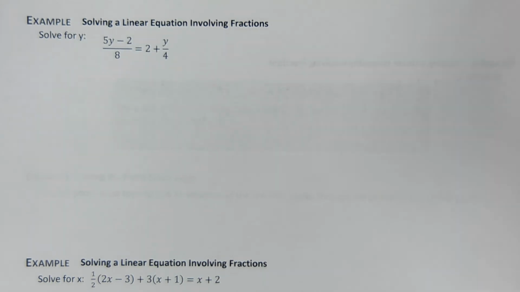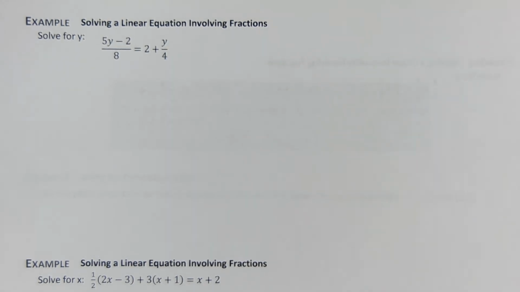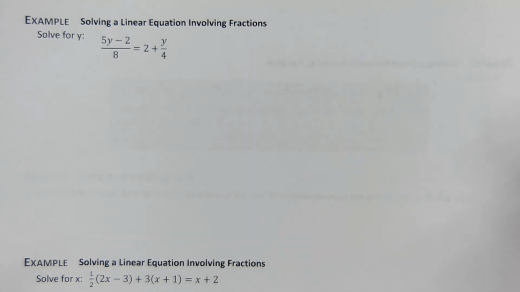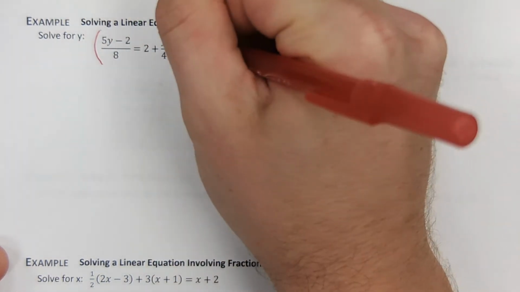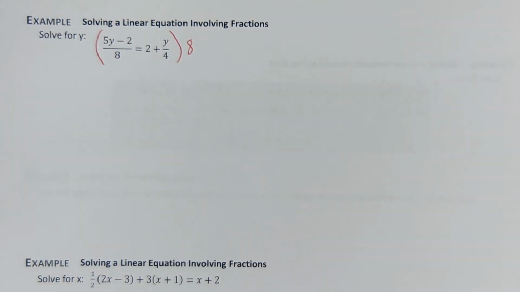But Mr. M, there's another fraction. Ah, I see you. Yes, there is another fraction. Here's the good news, though. The least common denominator, meaning the smallest number that this 8 and this 4 can both become or both go into, happens to be 8. So when I distribute an 8 across this equation, and make sure I do it carefully so I don't goof anything up, actually, both fractions will disappear.